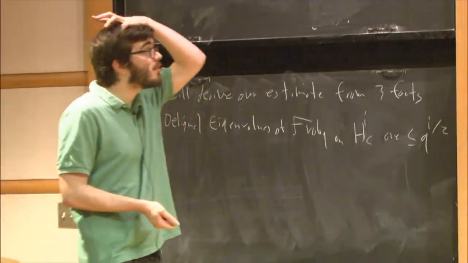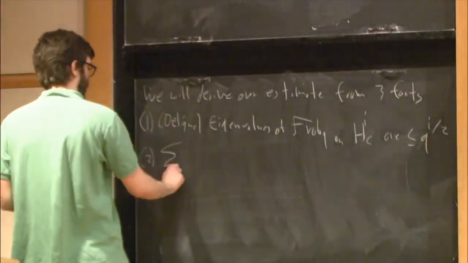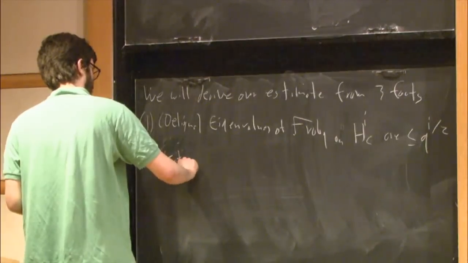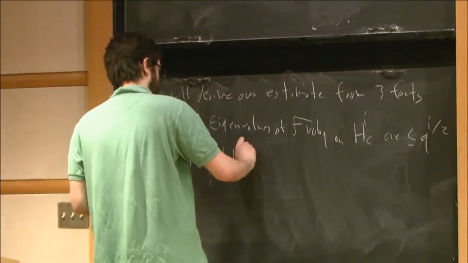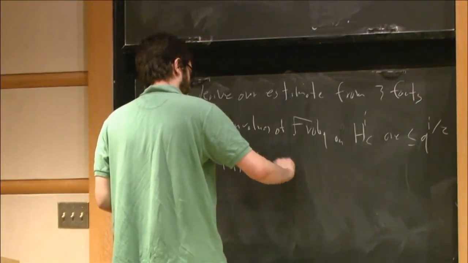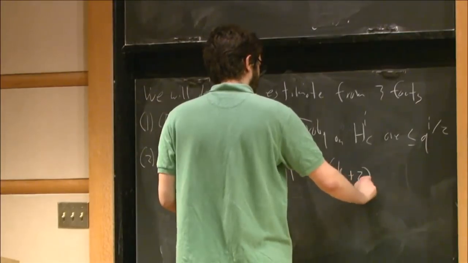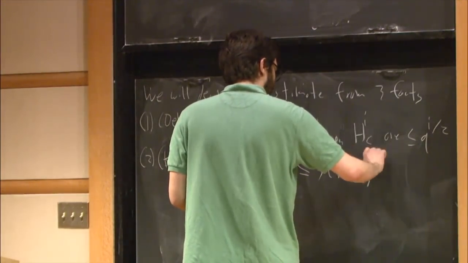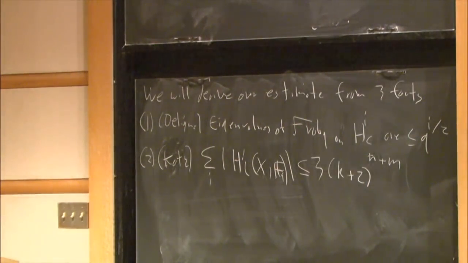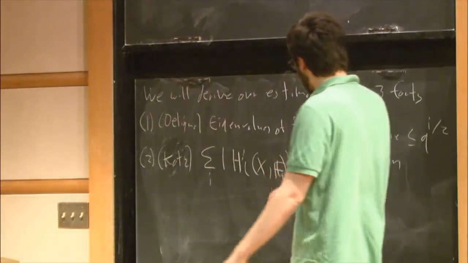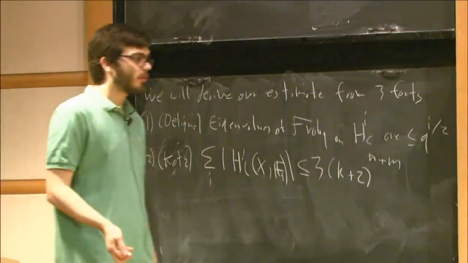Then to control the number of eigenvalues, we'll use the Betti number bounds of Katz, which implies, in this case, that the sum over i of the dimension of Hic of X over Fq is at most 3 times k plus 2 to the, well, n plus m is the same thing as 2n minus h in the new variables. So this follows from the fact that we have m equations in n variables of degree at most k, and we get some kind of universal bound for the Betti numbers.